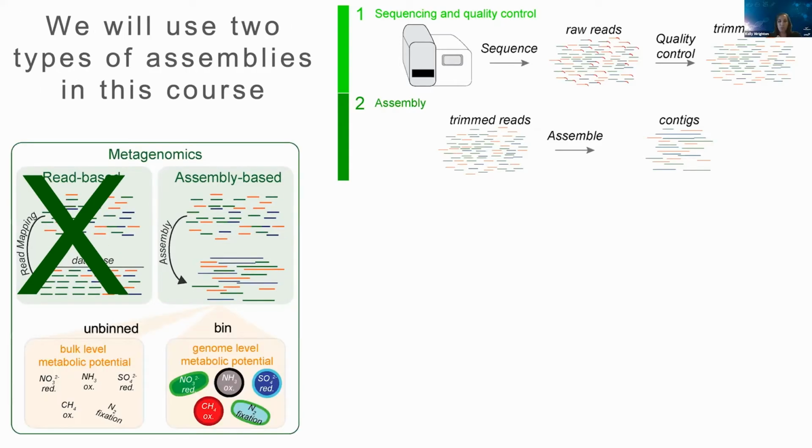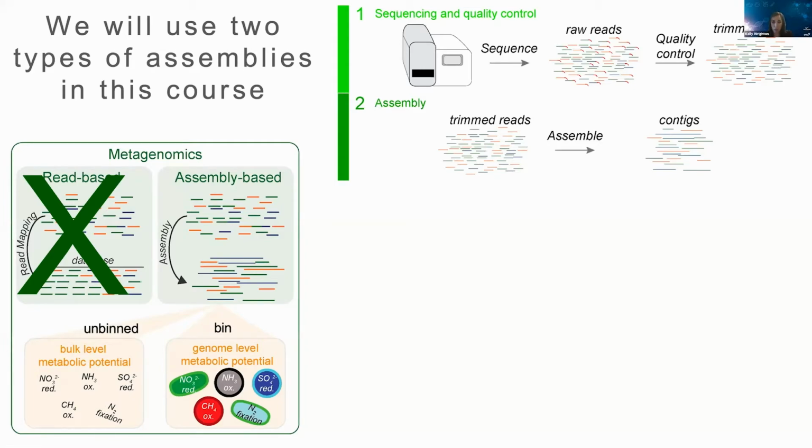Within the assembly-based approach, throughout this week, you're going to be using two types of assemblies. You're going to be using the unbinned assemblies, which basically means we take those contigs that you see here. You can imagine this blue contig. Let's say that's 5,000 base pairs, or about 5 genes long. We could annotate it, call the genes on that contig, and tell you, hey, that contig has the capacity to reduce nitrate. The next contig has the capacity to oxidize ammonium, and so on and so forth. So in our bulk-level metabolic potential, we take all of your contigs and annotate them, and we have a good sense of the functional capabilities in your microbial community.